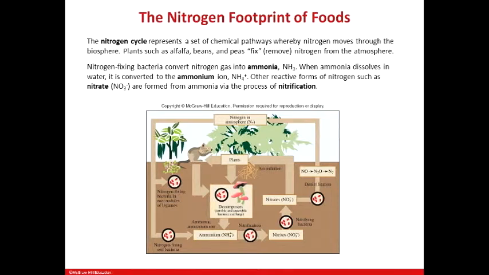So, what about the nitrogen footprint of food? This is very important too, and it again impacts farming. The nitrogen cycle represents a set of chemical pathways whereby nitrogen moves through the biosphere. This statement is almost exactly like this in all my exams. It's a true or false. I don't even change it. Nitrogen-fixing bacteria convert nitrogen gas to ammonia. Ammonia dissolves in water and converts to ammonium ions. Other reactive forms of nitrogen, such as nitrates, are formed via nitrification.